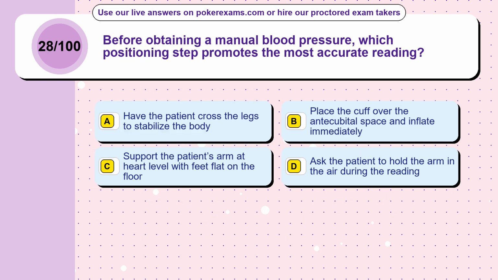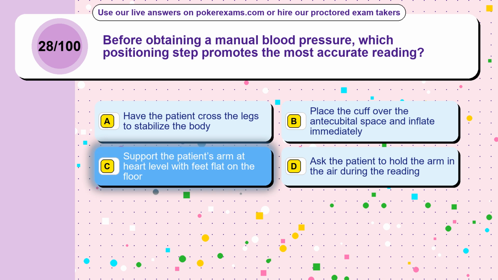Question 28. Before obtaining a manual blood pressure, which positioning step promotes the most accurate reading? Option A. Have the patient cross the legs to stabilize the body. Option B. Place the cuff over the antecubital space and inflate immediately. Option C. Support the patient's arm at heart level with feet flat on the floor. Option D. Ask the patient to hold the arm in the air during the reading.